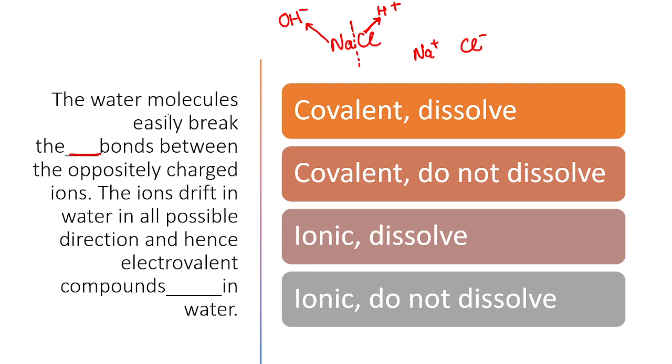Correct? So now answer: the water molecules easily break which bonds? They break the ionic bonds between the oppositely charged ions. The ions drift in water in all possible directions, and hence the electrovalent compounds dissolve in water. So this was an electrovalent or ionic compound. The ionic bond is broken, and this becomes ions, and hence these are soluble in water.